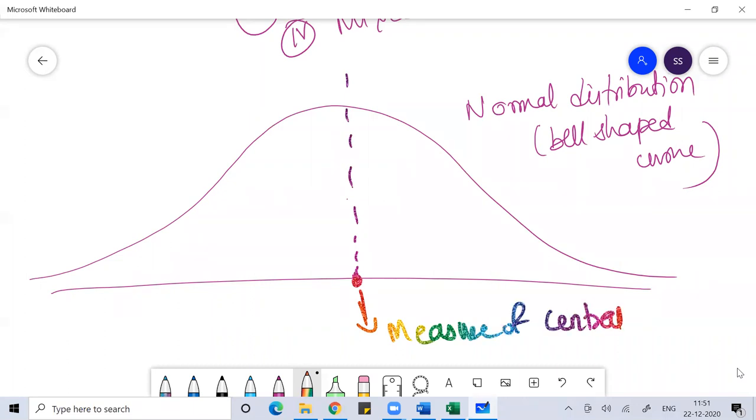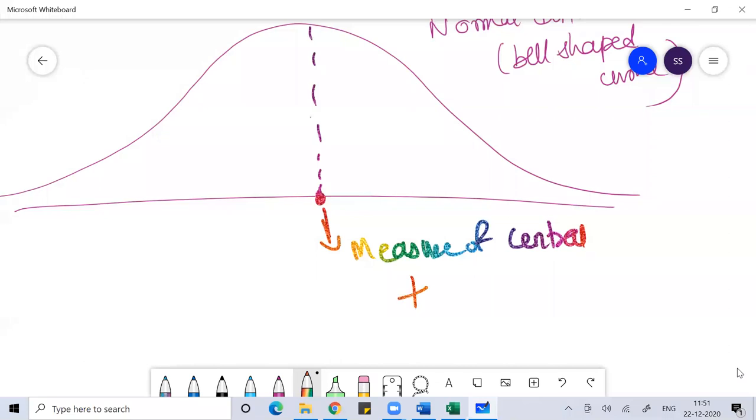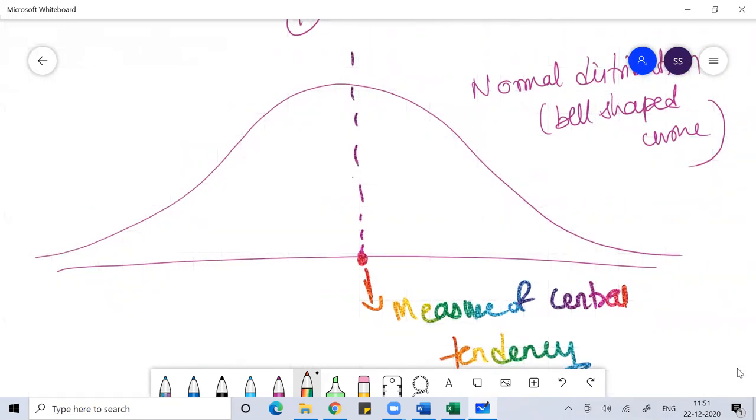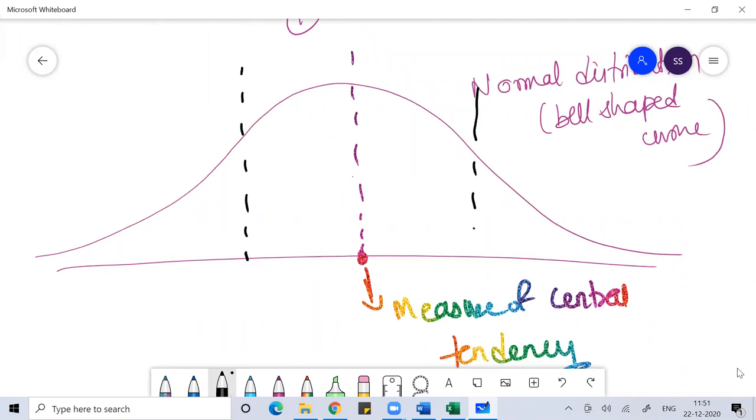After this chapter, I'll start measure of central tendency. It is a nature of data where the maximum data will try to aggregate at the center, that we call a measure of central tendency. It's not like all the data will be at the center. The data will disperse from the center.